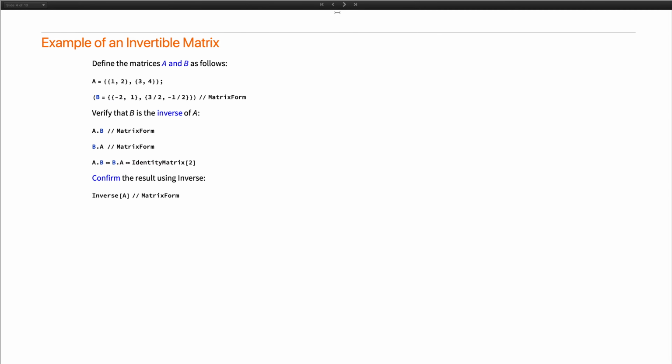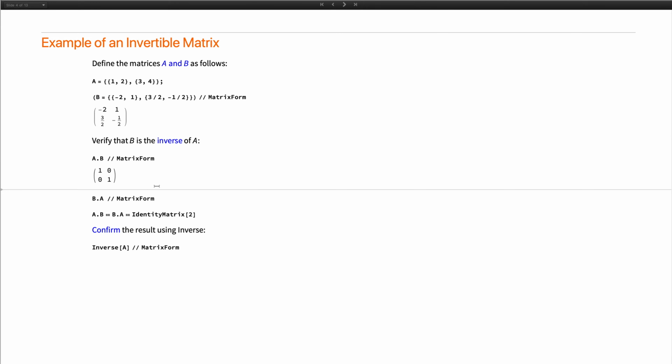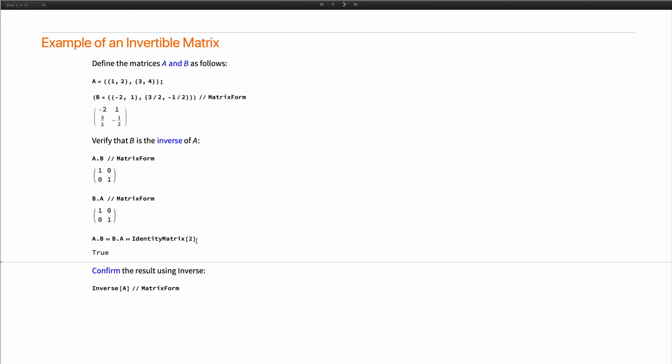As an example of an invertible matrix, you've got a matrix A here, and I set up the matrix B in this manner, and now I check that if I do A dot B, or if I do B dot A, then in both cases I get back the identity matrix. So the relation for the definition is satisfied, and so certainly you have the inverse in this case. But let's confirm the result with Inverse, and you do get back just the same answer.